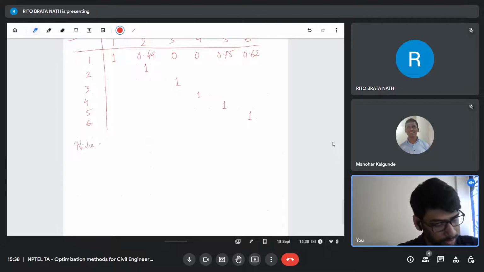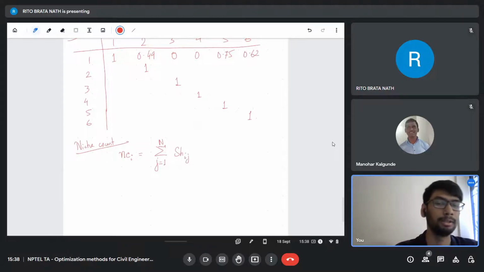So the next one is niche count, and this niche count is associated with every point of the solution pool. You can denote it as NCi, and this is nothing but the summation of all the points, j equals 1 to n, of the sharing function from i to j that you have to add up. And in this problem, you have 6 solutions, so n equals 6 here.